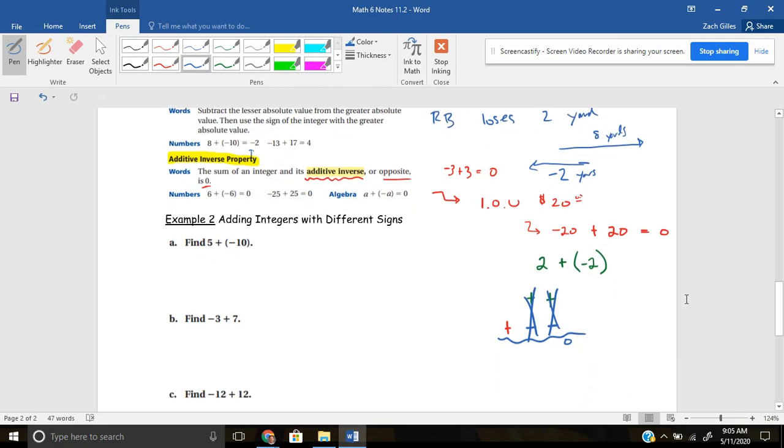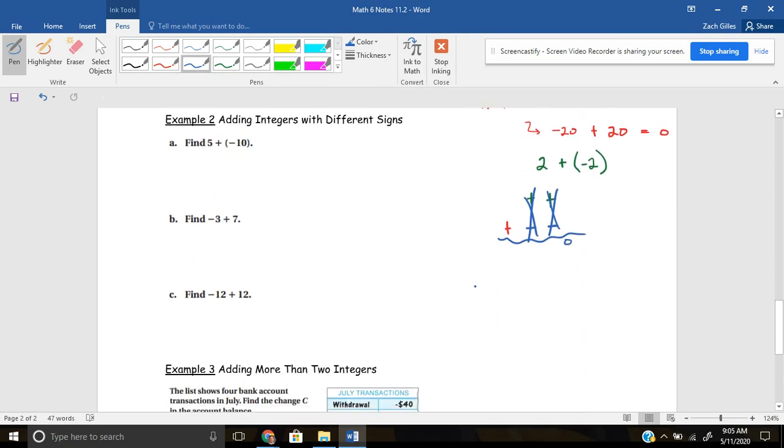So hopefully I haven't confused you with all that blabbering, but let's go to a few of the examples here. It says find 5 plus -10. So which of these has a greater absolute value?